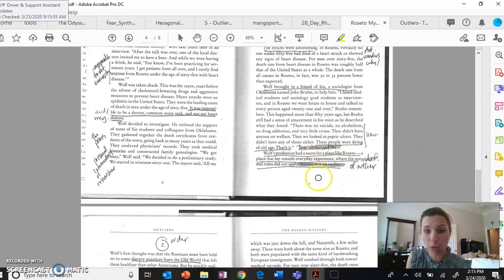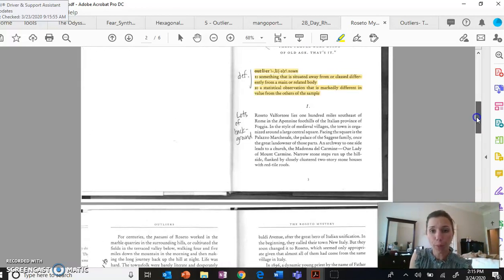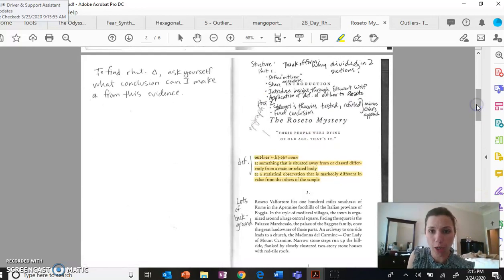And then, of course, look what's tied in here. Rosetto was an outlier. And we think back to that definition of outlier, which was something that is situated away from or classified differently from a main or a related body. Okay, and it's different than statistical examples. So in the first part of the introduction, we have the insight that we get through Stuart Wolf, and we get the application of the definition of outlier, this introduction here, to the Rosetto case.